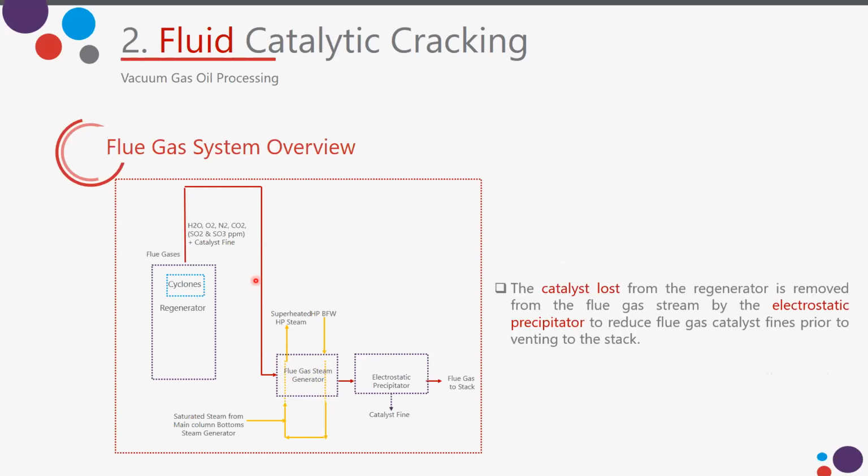Remember that this temperature was around 700, that is the temperature in the regenerator. The catalyst lost from the regenerator is removed from the flue gas stream by the electrostatic precipitator to reduce the flue gas catalyst fines prior to venting to the stack. This is the idea of this electrostatic precipitator, to remove the catalyst fines that we have in the flue gases prior to sending the flue gases to the stack and then to the atmosphere.